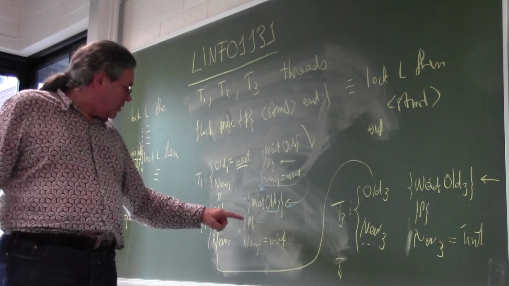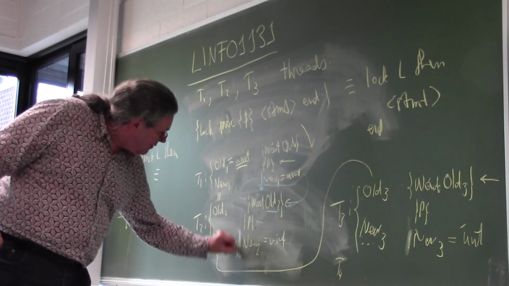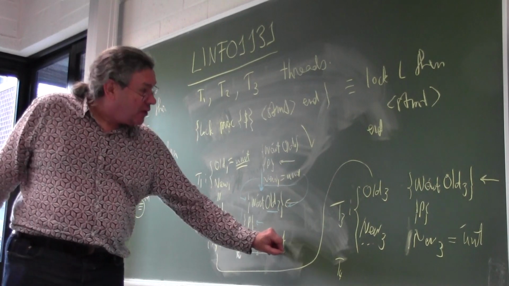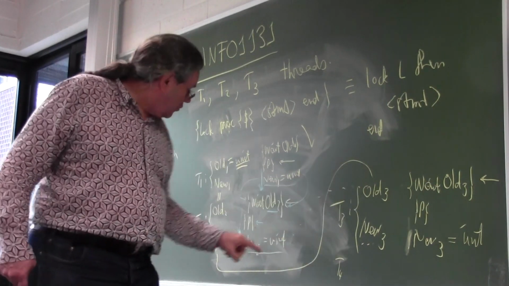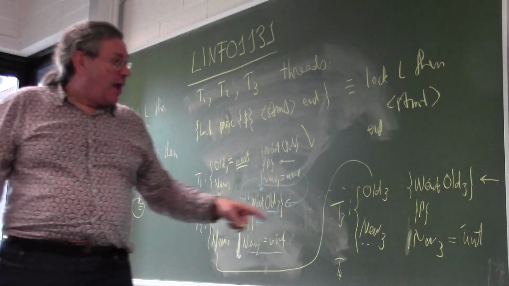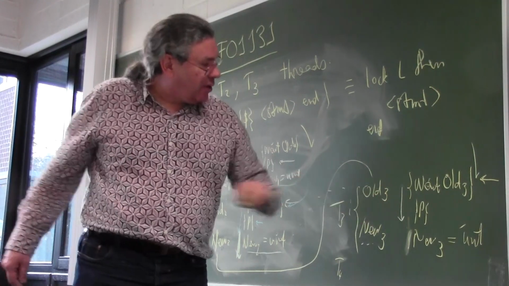Now assume T2 finishes P, and it does this. So this is supposed to be a green arrow. New 2 is equal to unit. That causes, so new 2 is the same as old 3. It's the same variable in memory. And the wait on old 3 will then continue. And now T3 will start running P.